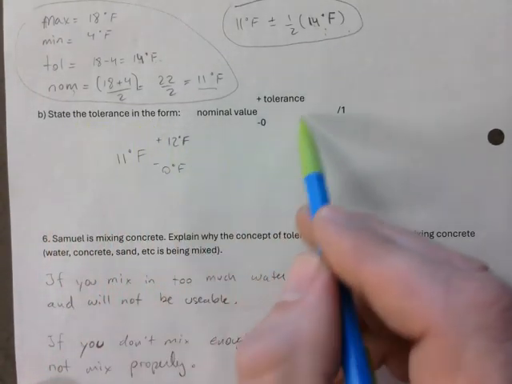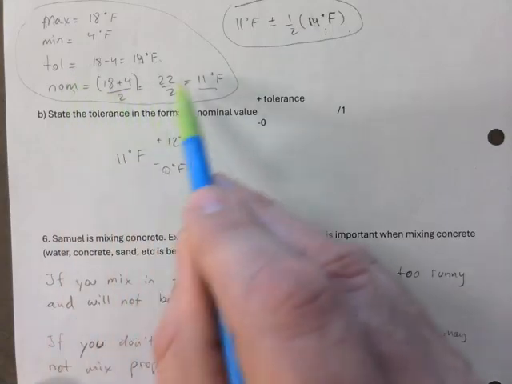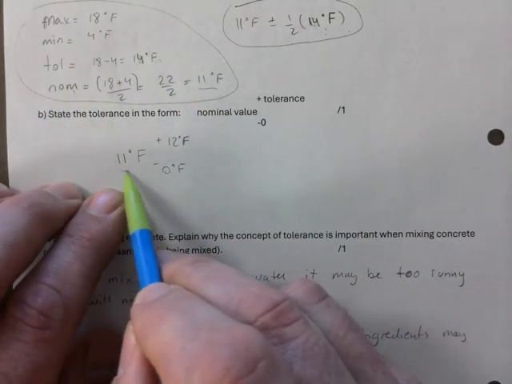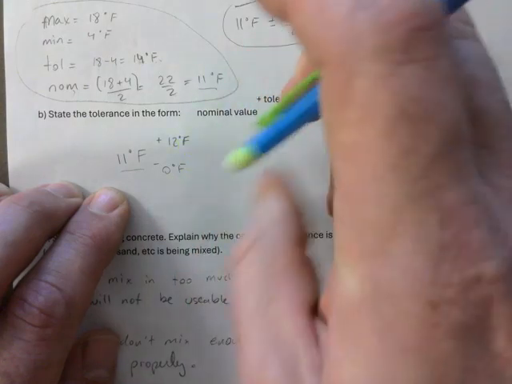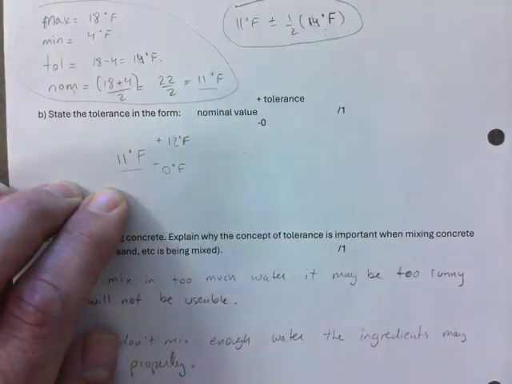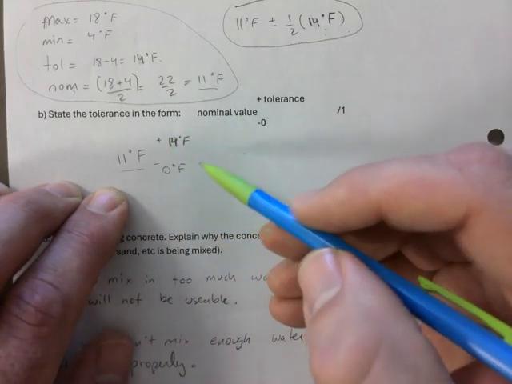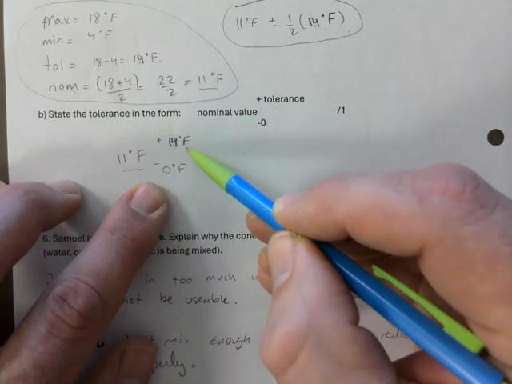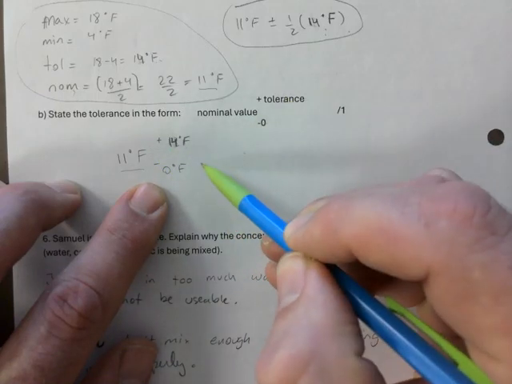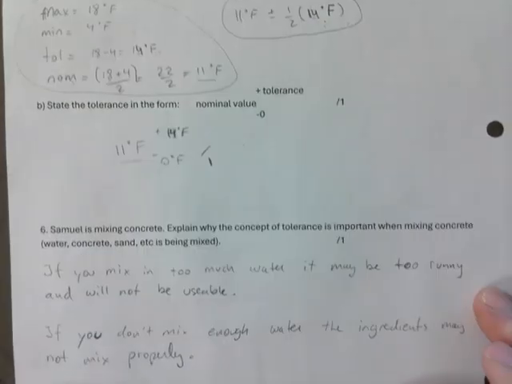State the tolerance in this form. So based on this, already did the work. Nominal is 11, and obviously this is 14 here, right? I made a mistake earlier. Okay, so minus 0 plus 14, like whatever the tolerance is. So you got a mark for this question here.